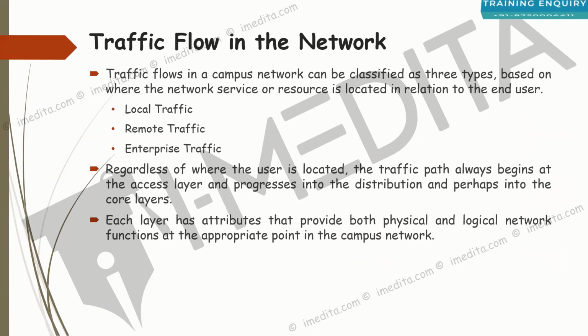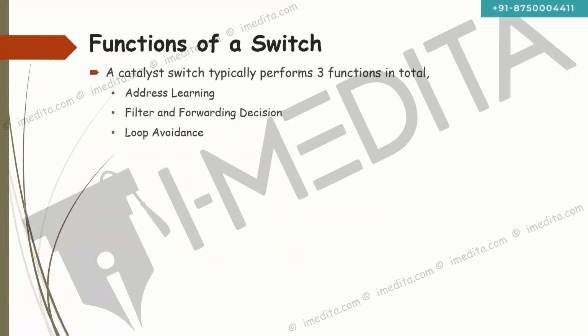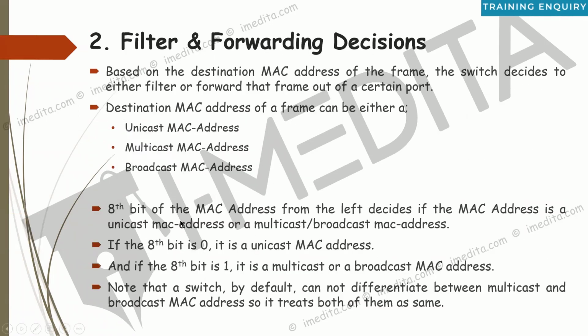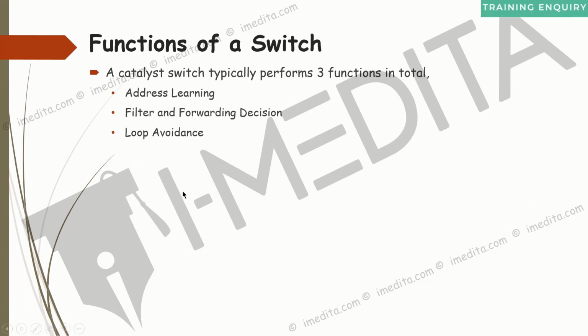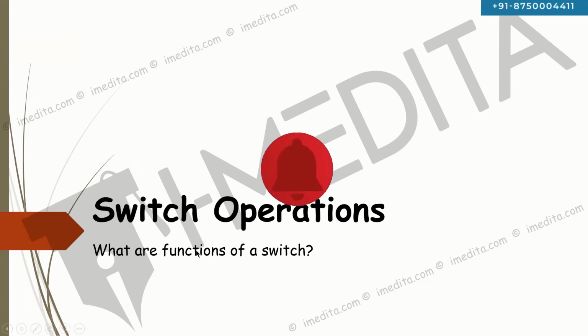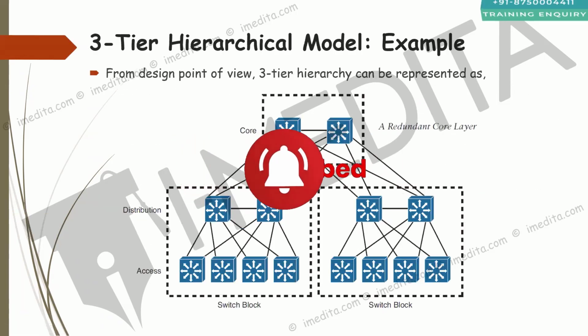We will talk about now the VLANs. We'll talk about the operations. We'll talk about the functions of the switch. What are the functions of the switch? How does a switch operate? What is address learning? What is the filter forwarding decision, MAC table, CAM table, and everything? We will talk about all that from tomorrow. But from the design point of view, how the design is going to be, where the routing is going to take place, where the switching is going to take place, what is SPI, what is CDP, what is LLDP, all those basic things are actually done.